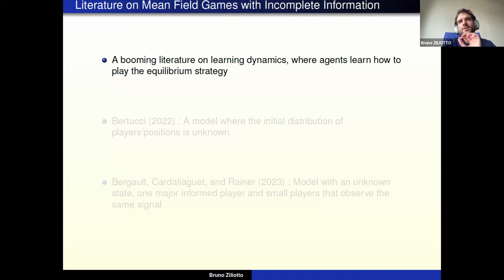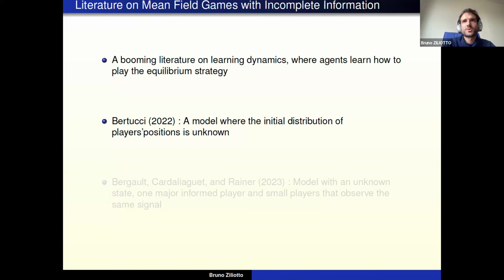But this is not what we would call incomplete information, because here the agents don't know how to play and then learn how to play. Whereas for us, incomplete information would be more that players are rational. They know exactly the description of the game, but there are some parameters that they do not observe. So this is what we mean by incomplete information.